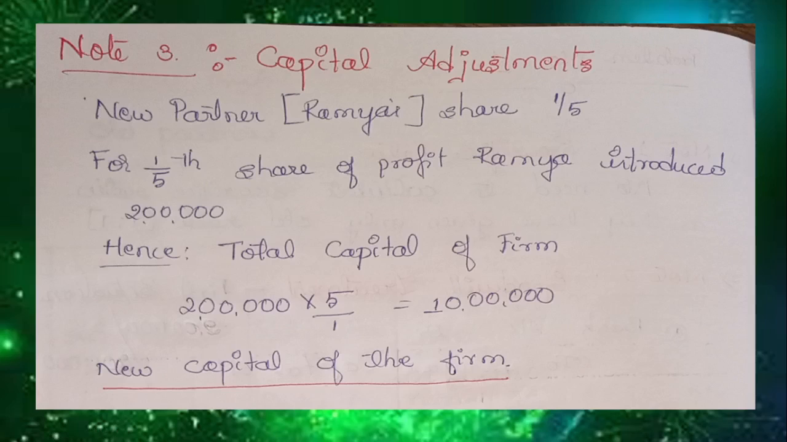Here new partner Ramya's share is 1 by 5. For 1/5 share of profits, Ramya introduced 2 lakh rupees. So 1/5 share is equivalent to 2 lakh rupees. Now we need to find out the total capital of the firm, that is 5. So 2 lakh, we reciprocate this 1/5, that is 5 by 1. So 2 lakh into 5 is 10 lakh. The new capital of the firm is 10 lakh rupees.